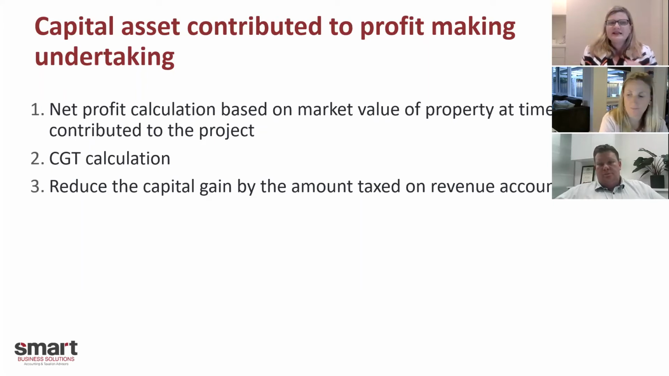So you can see how some of these calculations can be really important to know up front. If we are changing a capital asset into a profit-making exercise, we're going to get you to get a market valuation at that point in time, rather than trying to get one at a later point in time and having some of those discussions then. So if you want to go on to the next slide there, Paul.